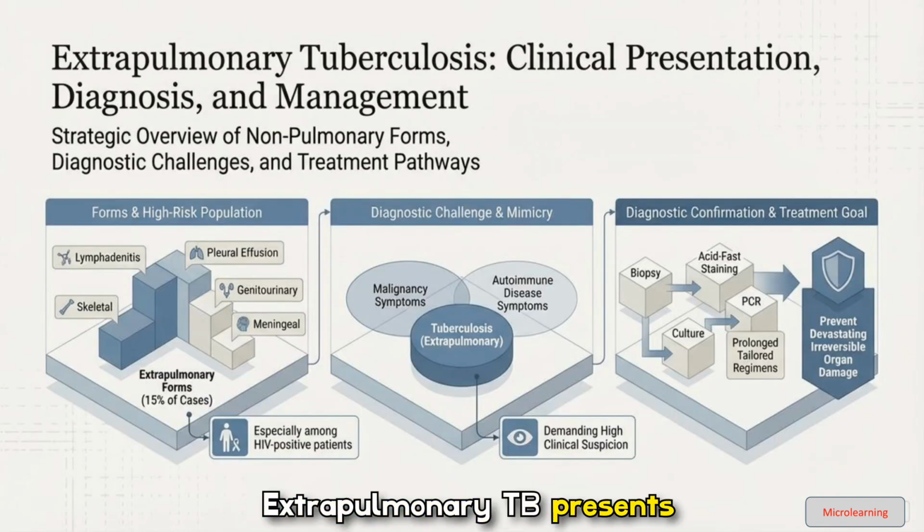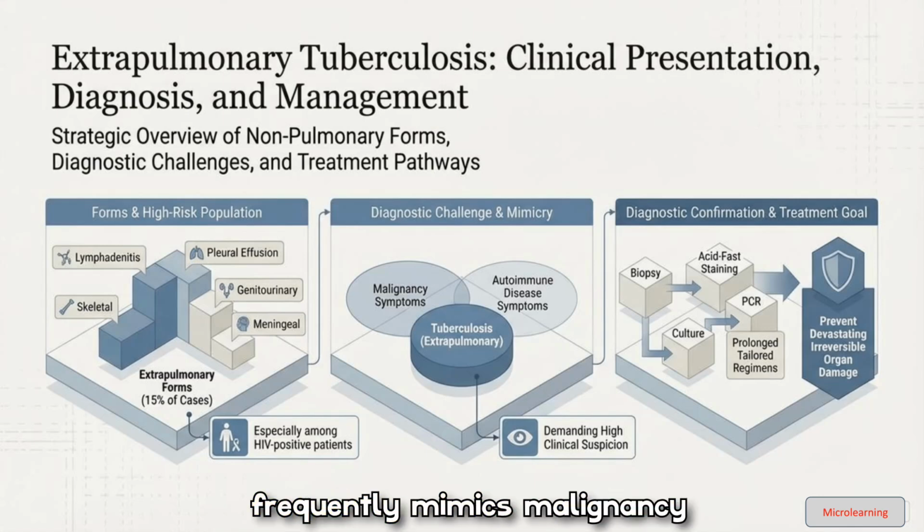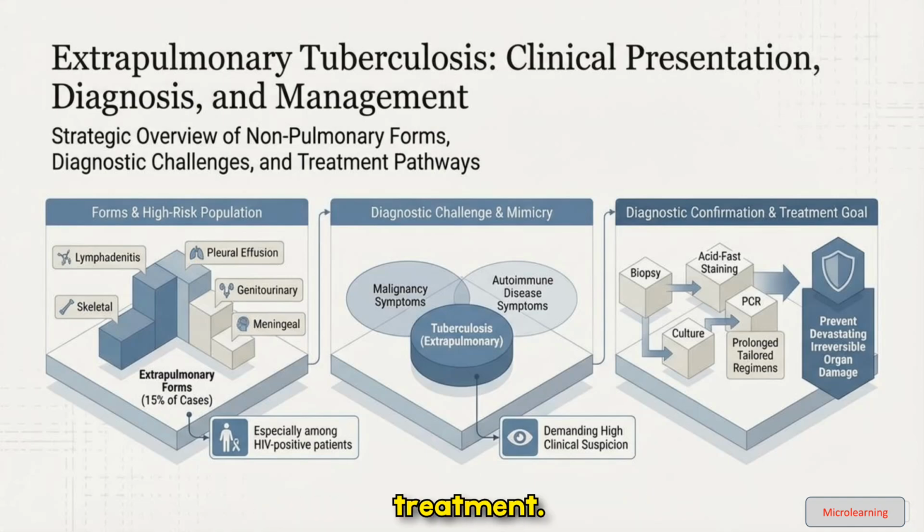Extrapulmonary TB presents differently, affecting lymph nodes, pleura, bones, genitourinary tract or meninges, and accounting for a significant share of cases, especially in HIV-positive patients. It frequently mimics malignancy or autoimmune disease, so diagnosis relies on high clinical suspicion and confirmation by biopsy, molecular tests, or culture to prevent irreversible organ damage through timely treatment.